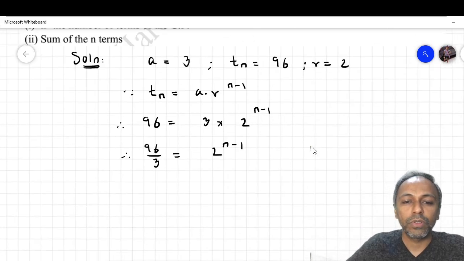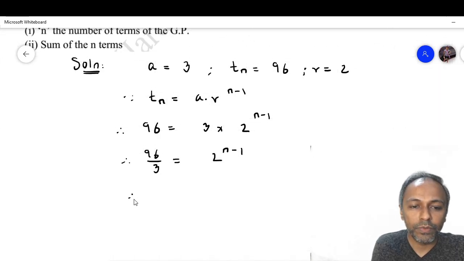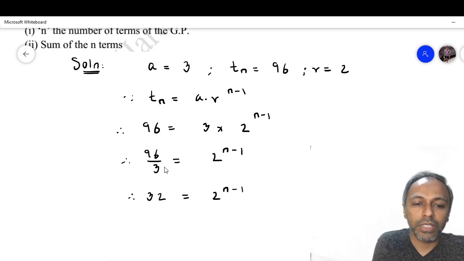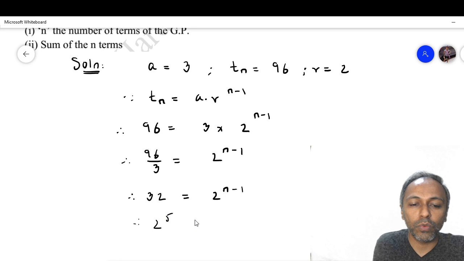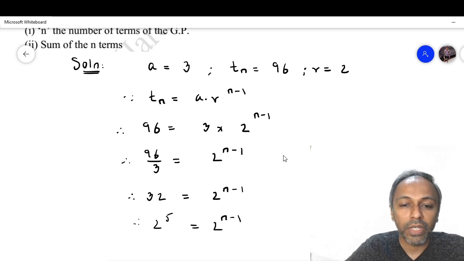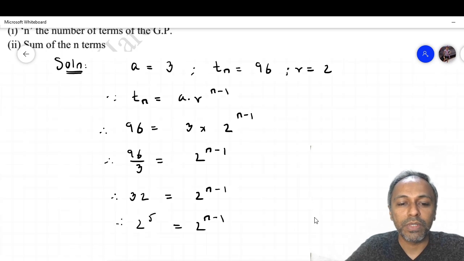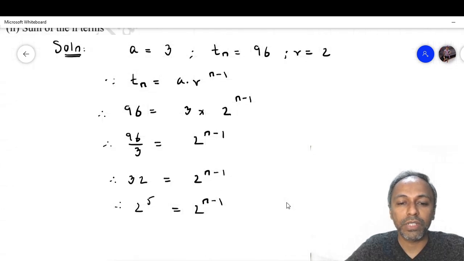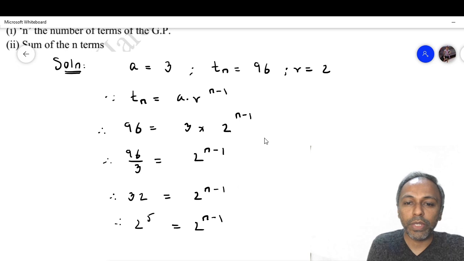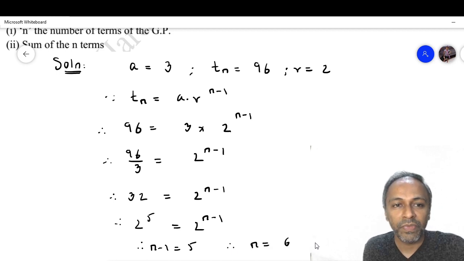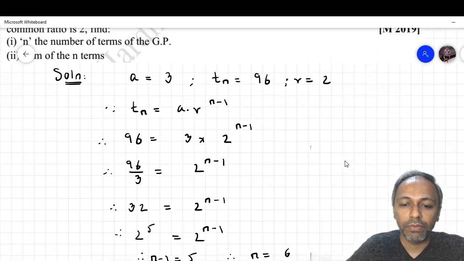This gives you 32, and 32, right? 3 ones are 3, 32s is nothing but 2 raised to 5. Now this is a very common thing appearing in almost all board problems, equating the powers when bases are same. So when you equate the powers, you will get n minus 1 is equal to 5, therefore n is equal to 6. Let's see the question. What is asked?